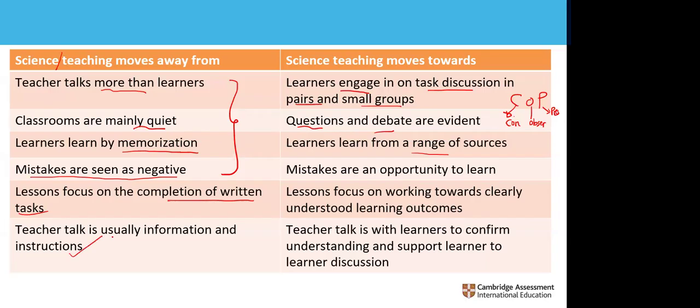Then here, in the old system, we are expecting a lot of instructions: do this, do this, do the other. But in the new way, we expect that teachers talk with learners to confirm understanding and support. So you do not take yourself as the alpha and omega, because the learners are more exposed in this world. Learners are very exposed. So you as a teacher must be supportive to them such that they can attain and learn more.